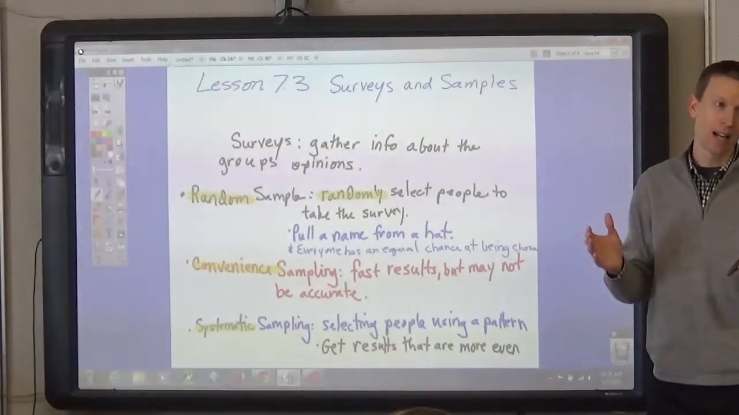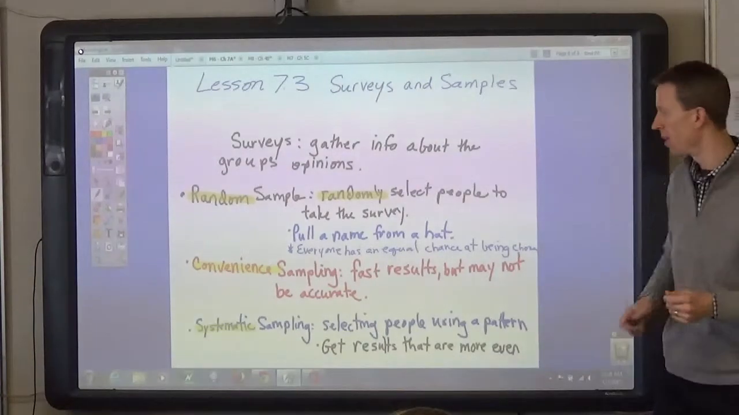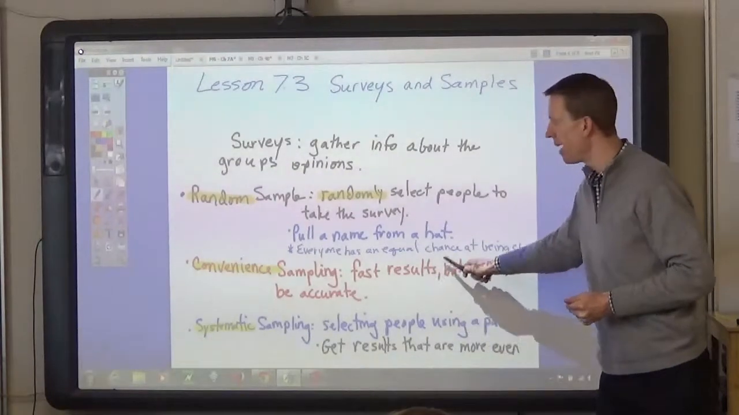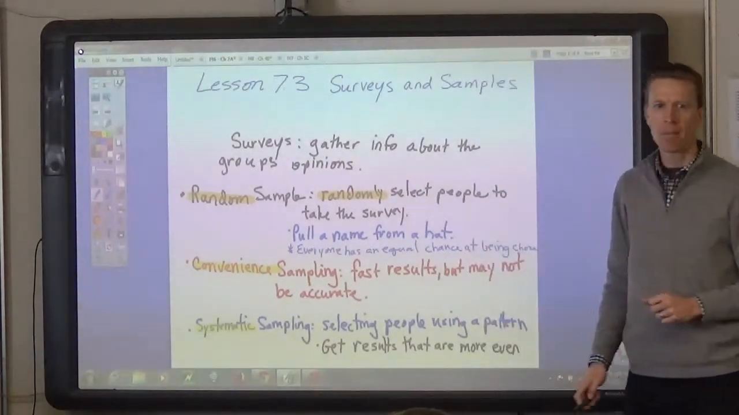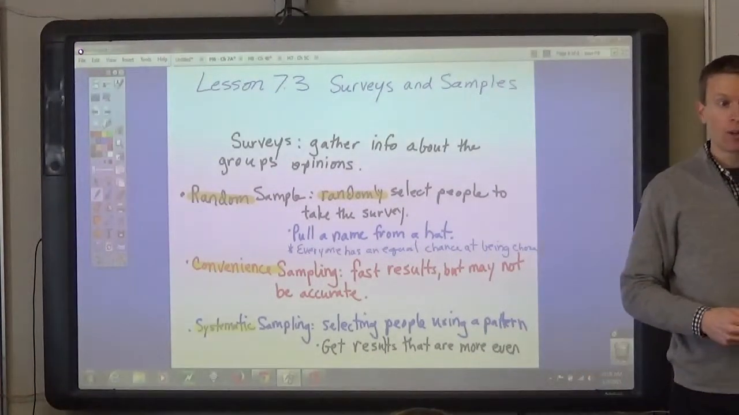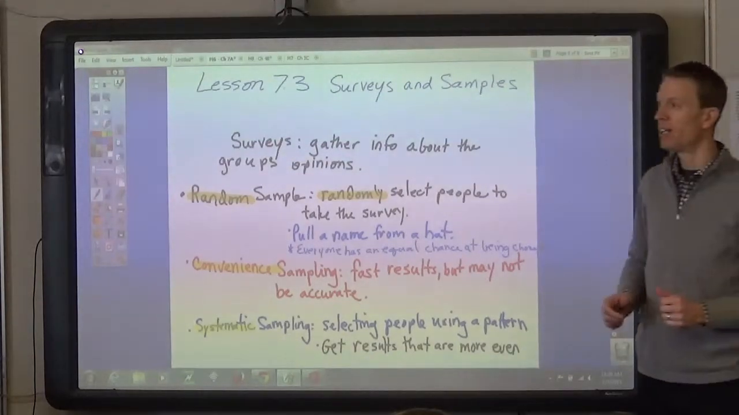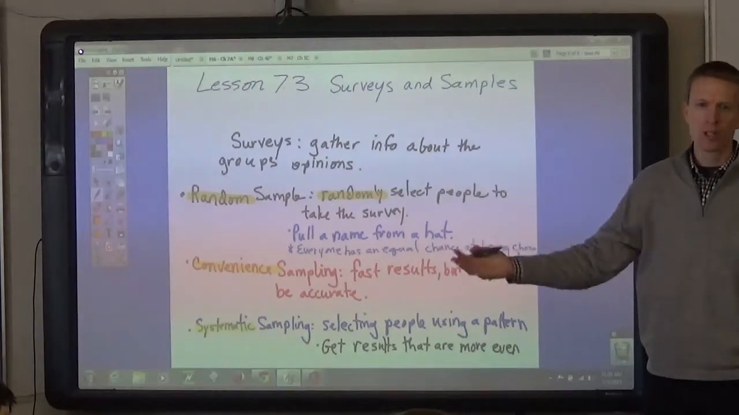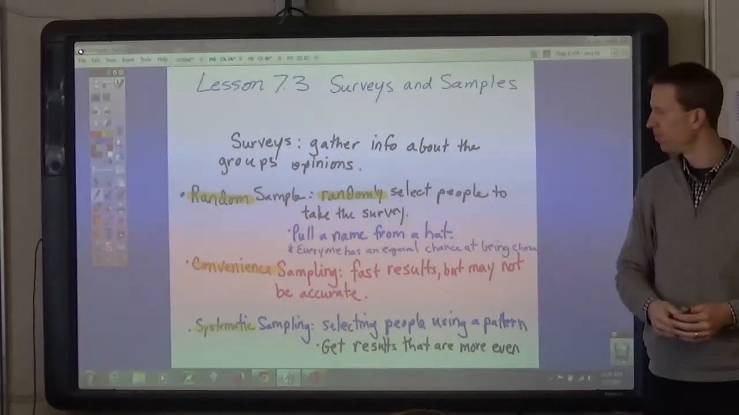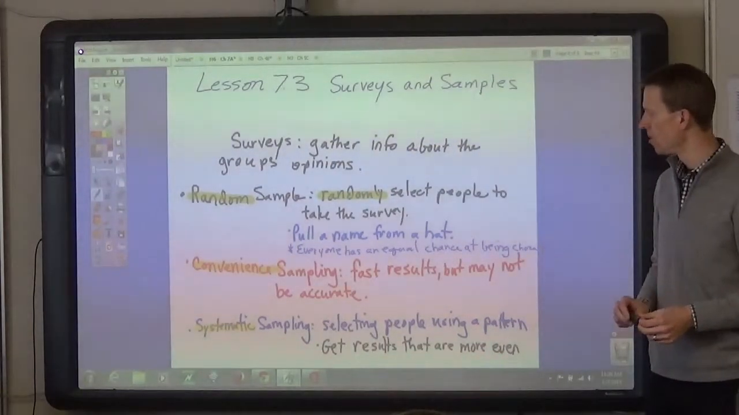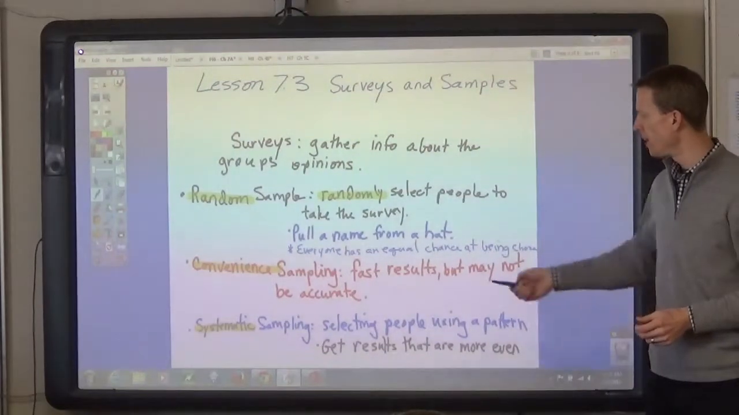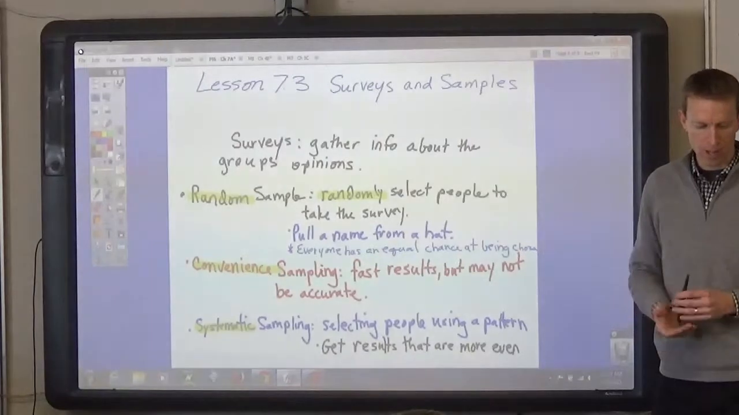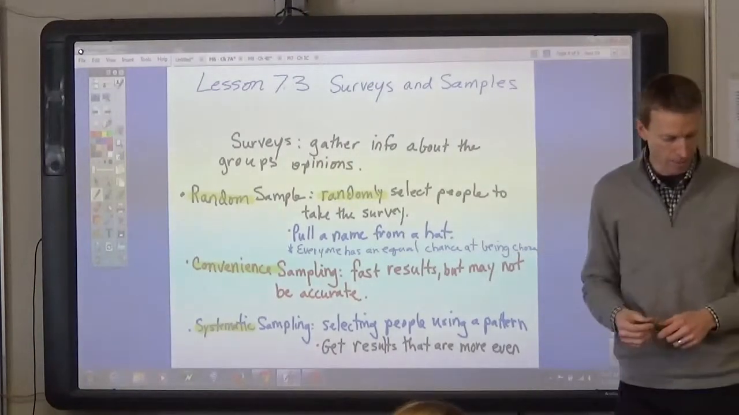Now, that might take a lot longer, so it doesn't have the advantages of a convenience sampling. And it may not be an accurate sample because it may not represent the correct numbers of boys and girls that are in the school. Okay? But it's another method of getting the information that we want, called a systematic sample. Okay?